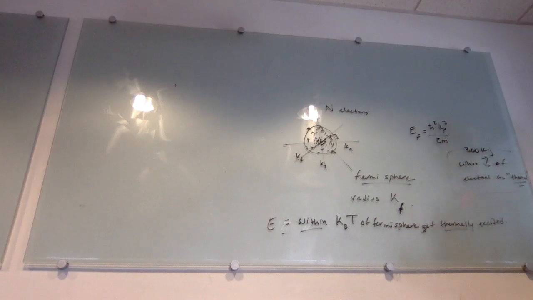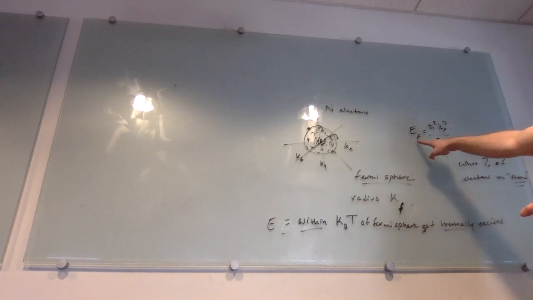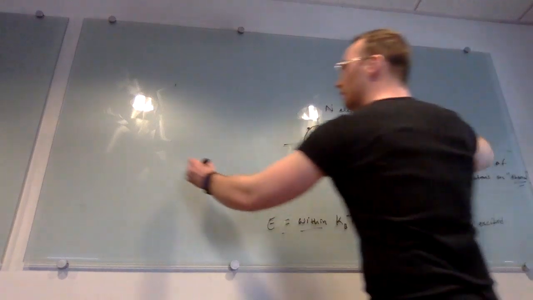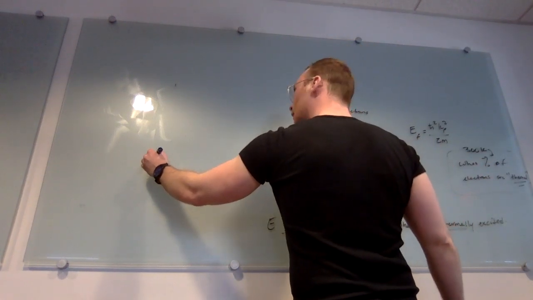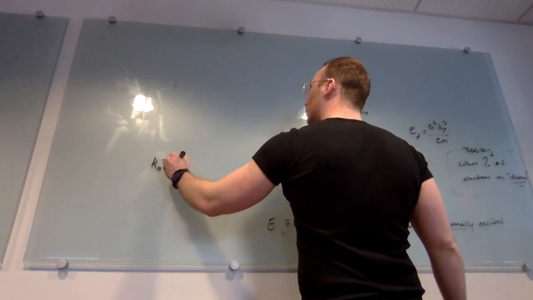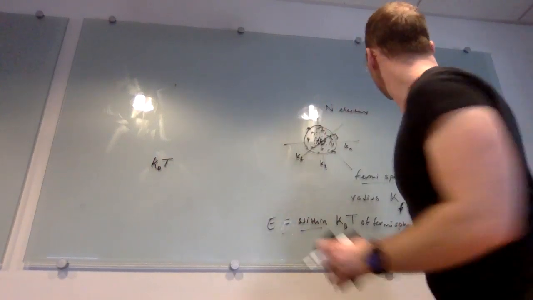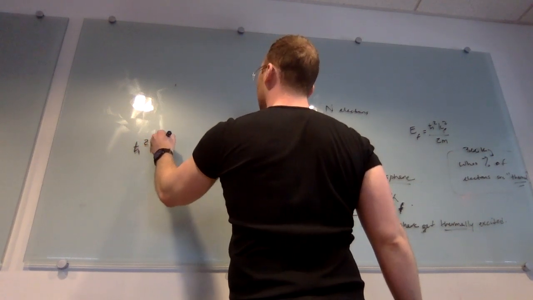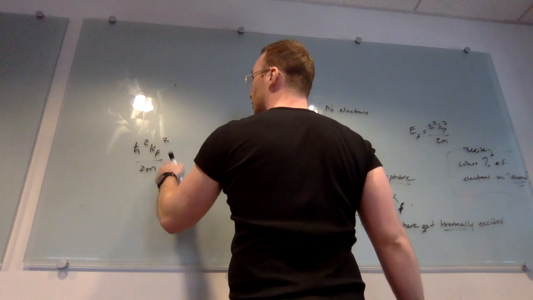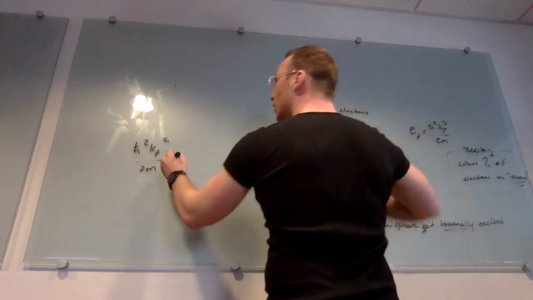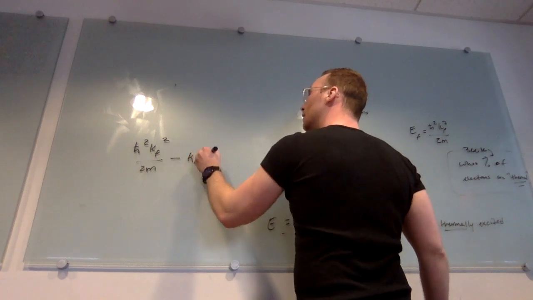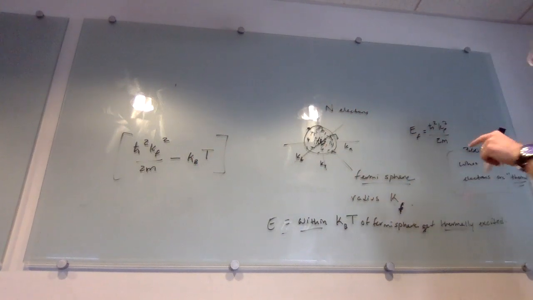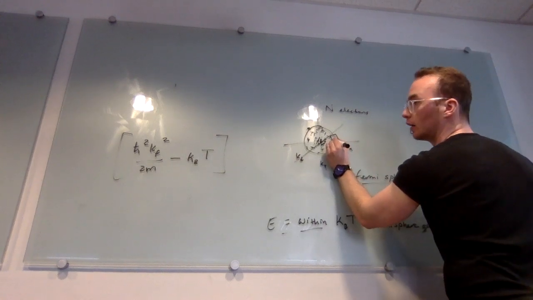But effectively, you have to find, if this is the energy of the electron at k_F, what we're looking for is electrons with energy ħ²k_F²/2m, which is just the maximum energy at the edge, minus k_B T. That's the lowest energy electron. That's the electron right here.